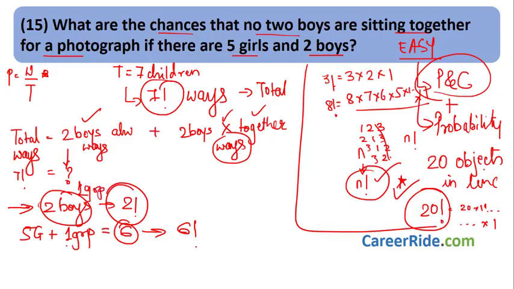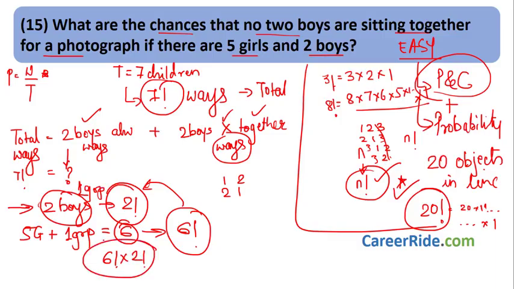So, we have 5 girls and 1 group, that is total 6 people which can be arranged in 6 factorial ways. And this group of 2 boys can be arranged in 2 factorial ways amongst themselves. First boy, second boy, it can be second boy, first boy also. So, 2 factorial ways. So, the total number of ways in which 2 boys are always together is 6 factorial into 2 factorial. So, what do we have over here? Let us substitute the values.